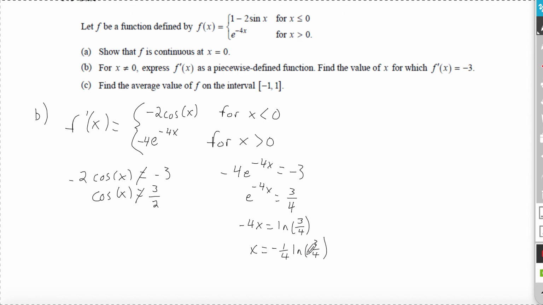Right, and so there's my value. Find the value of x for which f prime of x equals -3. So I can say at x equals -1/4 natural log of 3/4, f prime of x equals -3.